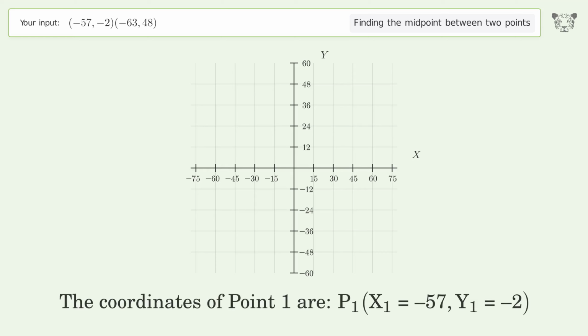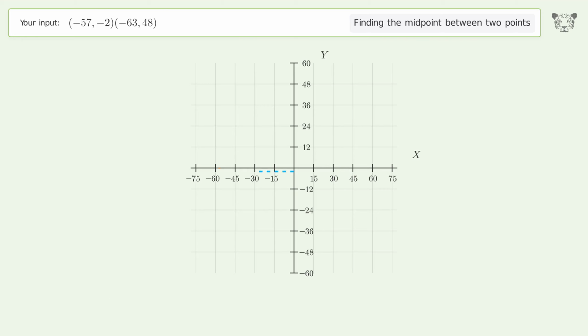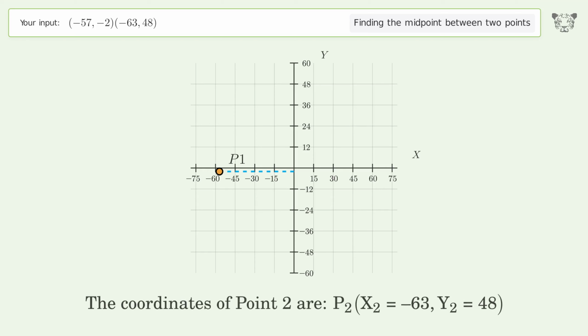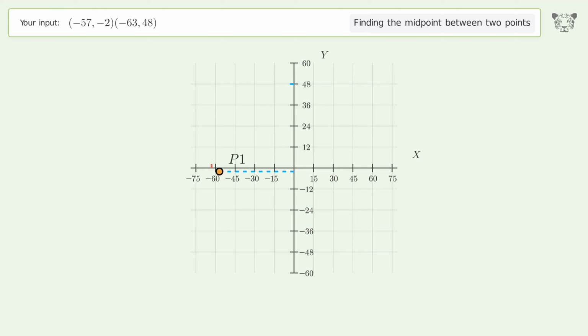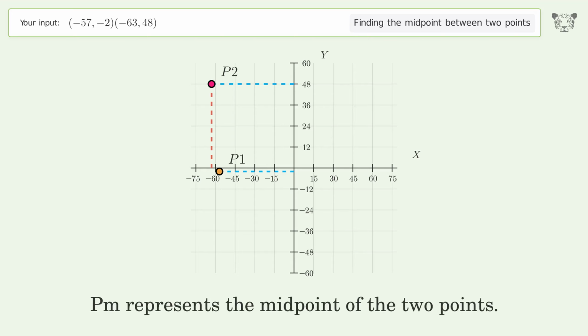The coordinates of point 1 are, x1 equals -57, y1 equals -2. The coordinates of point 2 are, x2 equals -63, y2 equals 48. PM represents the midpoint of the 2 points.